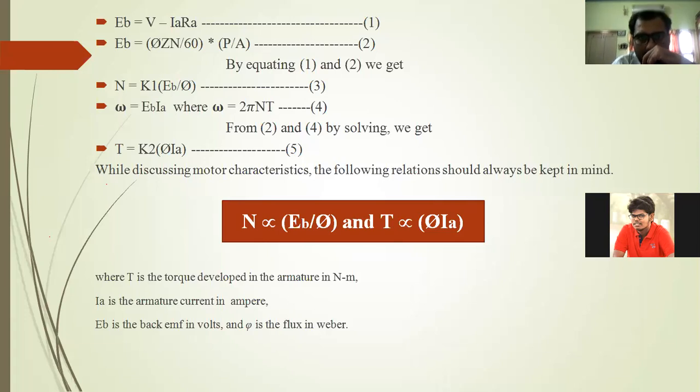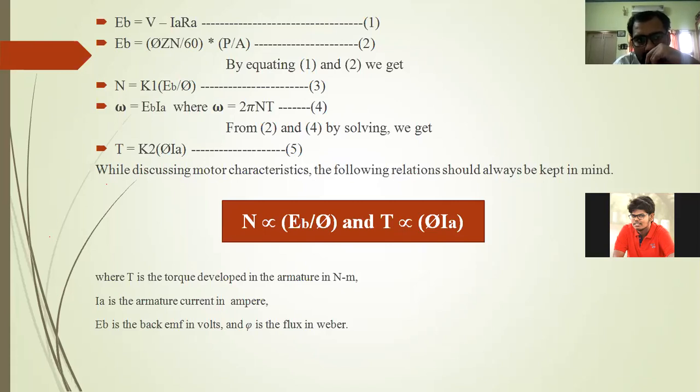By solving the above equations and substituting, finally we get the torque equation: tau is equal to 1 by 2 pi into phi Z N by 60 into P by A. All these things are kept under a constant value, which I am going to consider as K2. So K2 is 1 by 2 pi into 60 by 60 into P by A. All those things are considered as a constant value.